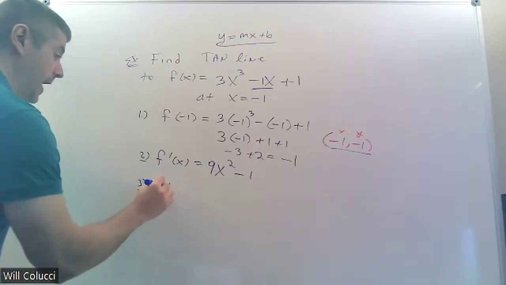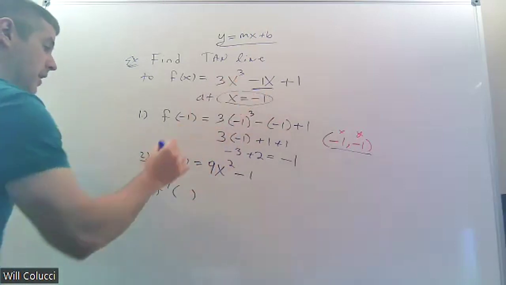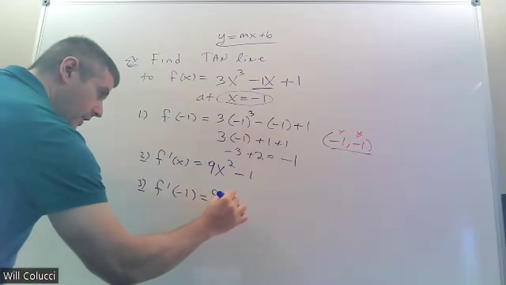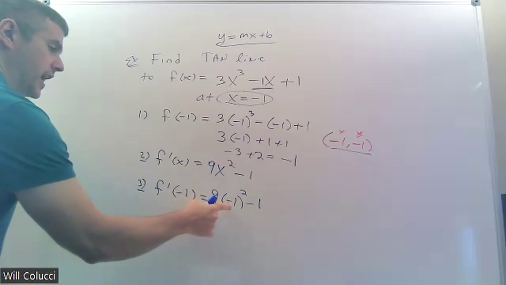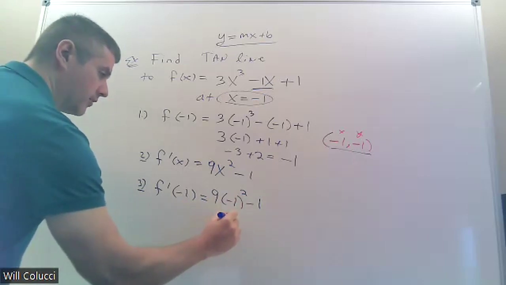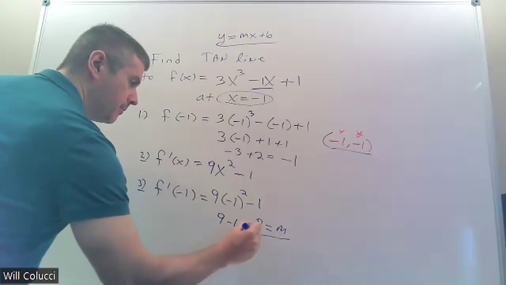So now I'm going to take my number. What number? The x that they gave me. I'm going to plug that into my derivative. And I'm going to compute what the m is. This is my m. -1 squared, you have to do that first. -1 times -1 is +1 times 9. Then I'm going to subtract 1. And I get 8. So that's my m.